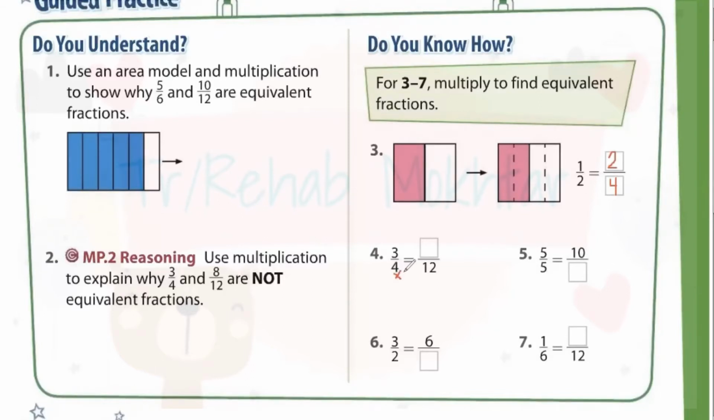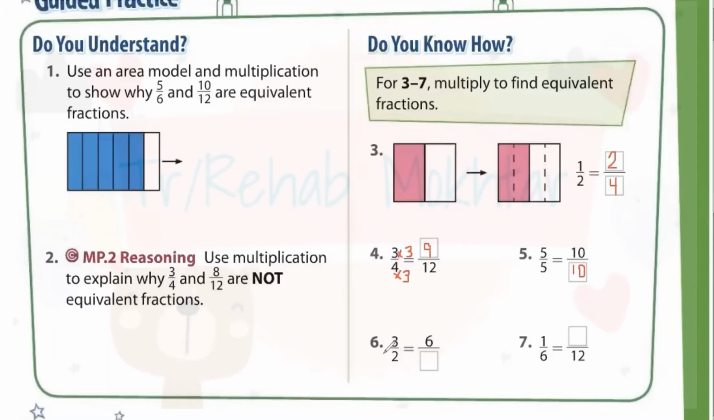4 times what equals 12? 4 times 3. As we multiply the denominator, I will multiply the numerator. 3 times 3 equals 9. It's so easy. Now 5 out of 5, we said before, any number out of the same number equals 1. So it will be 10 out of 10, 9 out of 9, 6 out of 6, whatever.